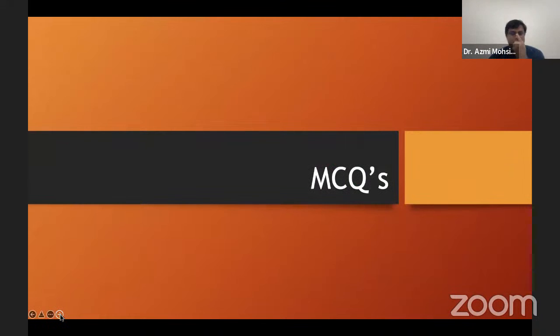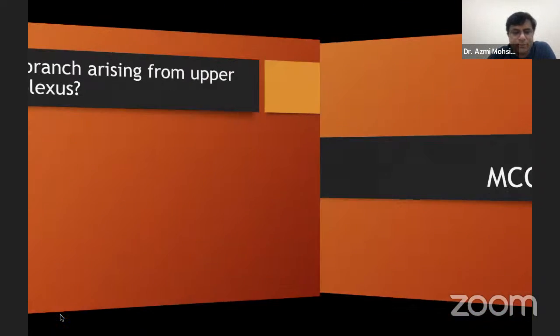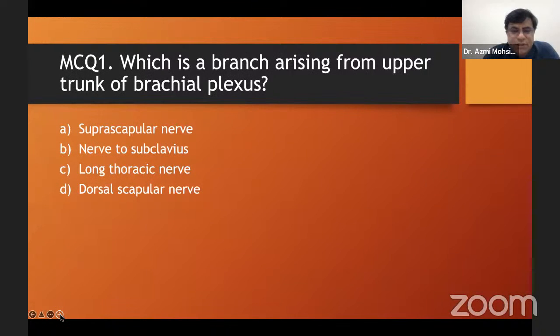Now, if you are attentive enough and interested, stay focused, and I'm going to solve these 5 MCQs for you, and these are all related to the brachial plexus. So let's begin with question number 1. Which is a branch arising from the upper trunk of the brachial plexus? Suprascapular nerve, nerve to subclavius, long thoracic nerve, dorsal scapular nerve. Guess your answers fast.